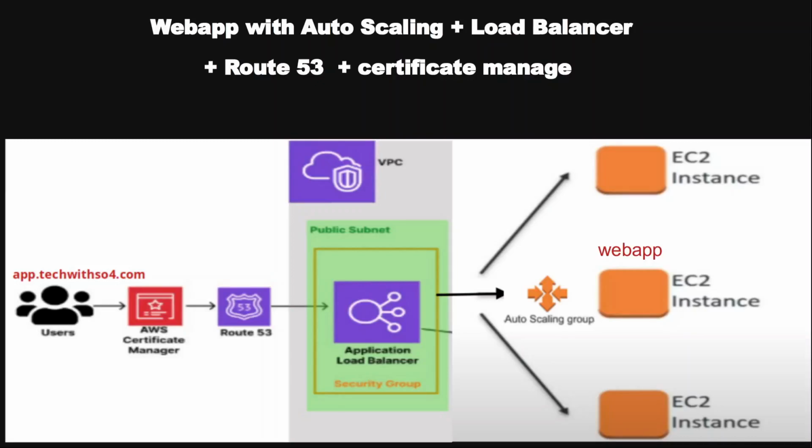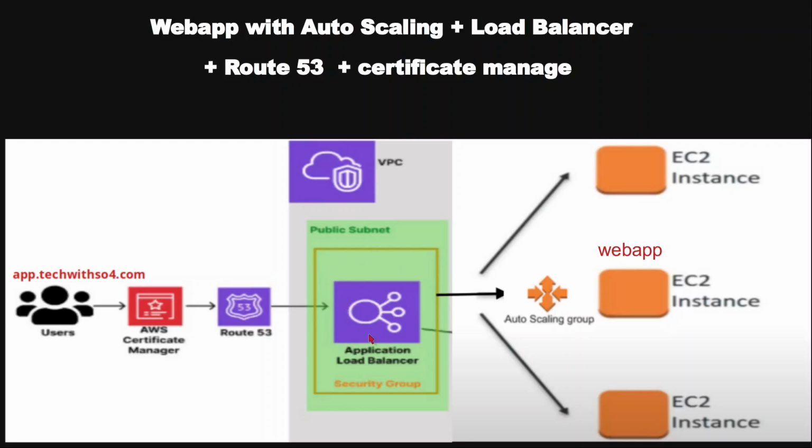In today's video, we are going to launch a web server using various AWS services: auto scaling, load balancer, Route 53, and certificate manager. Let's go through our model diagram here. The auto scaling will launch instances based on incoming traffic. If traffic is high, it's going to launch more instances to handle the traffic. And if traffic goes down, it will terminate some of the instances.